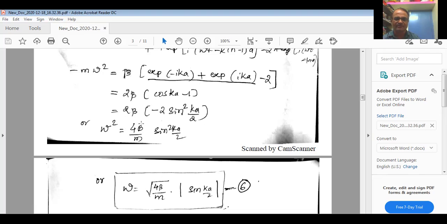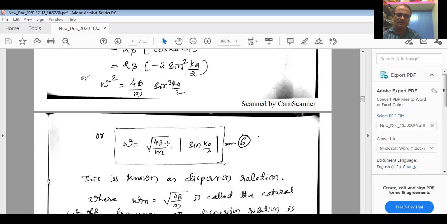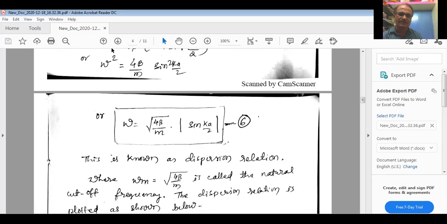Omega square is equal to 4 beta divided by m, because this 2 is multiplied to this 2, giving 4. So 4 beta, and this LHS m comes to the RHS, it goes down. So it is 4 beta divided by m into sin square ka by 2. We will write this equation taking root on both sides. It becomes omega is equal to root of 4 beta divided by m into sine of ka by 2.